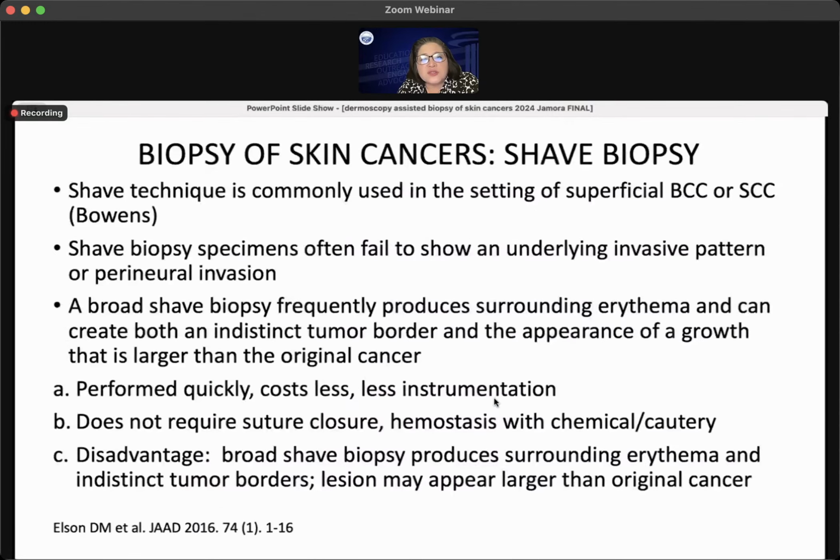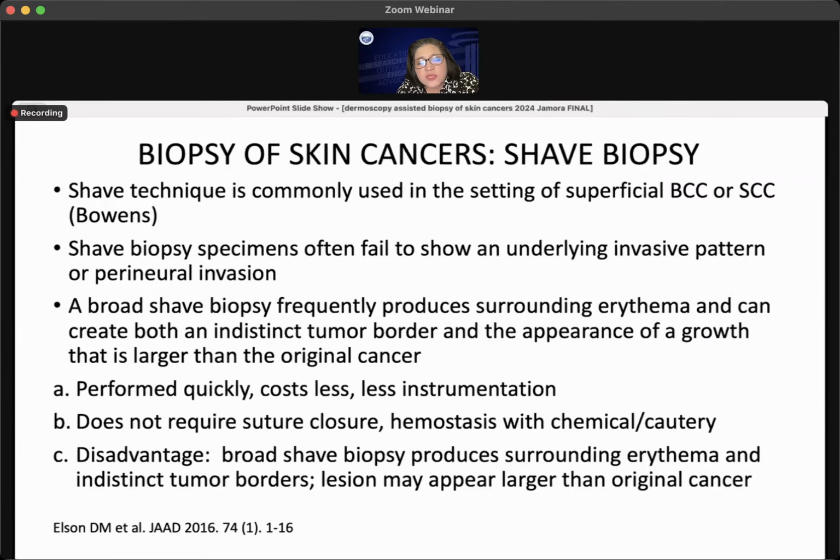and then you can move on to the management of these cases. So talking briefly about shave biopsy for pigmented lesions, this is okay for superficial basal cells and also for superficial squamous cells or Bowen's disease. However, you can fail to see the underlying invasive patterns or even perineural invasion. If it's a broad shave that the clinician does, it'll have a scar and surrounding erythema that can make the border indistinct, and the tumor can then present as larger than it actually is.